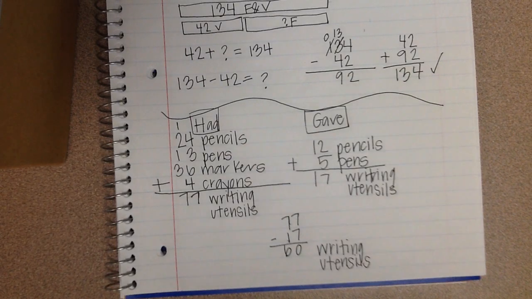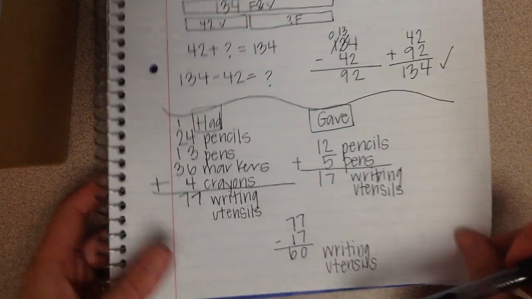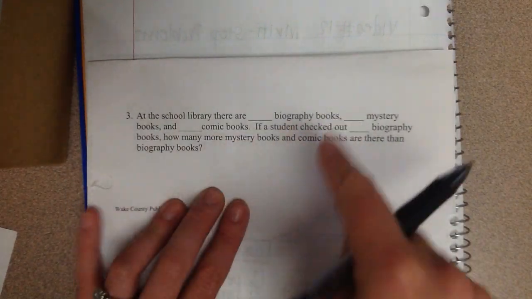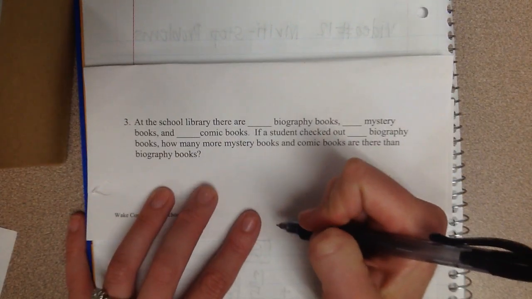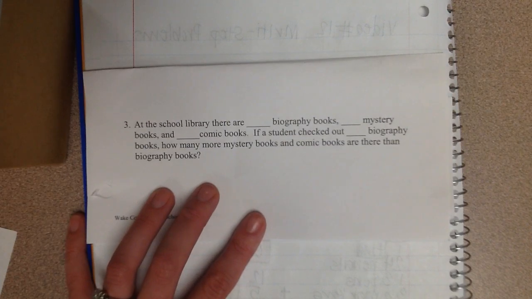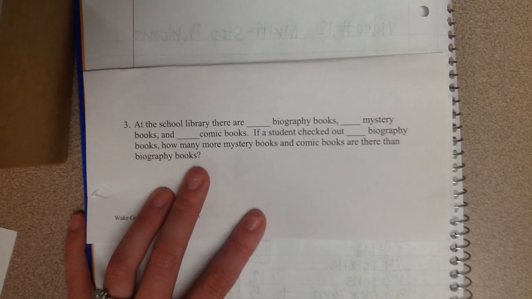Okay, I'm going to give you a problem to practice by yourself. You really need to listen so you get it and can bring it back to class the next day. You might need to pause the video so you can do this. You do not have to copy this problem down, but you need to do it. At the school library, there are blank biography books, blank mystery books, and blank comic books. If a student checked out blank biography books, how many more mystery books and comic books are there than biography books?